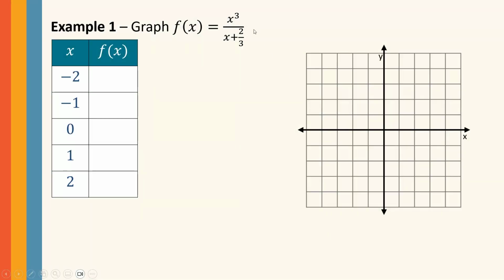So when we take a look at example 1, our numerator is x cubed, our denominator is x plus 2/3. So the degree of the numerator is 3, degree of the denominator is 1. So the degree of our numerator is greater than the degree of our denominator. Therefore, there is no horizontal asymptote. The vertical asymptote will be the 0 of the denominator, which would be negative 2/3. So I'm going to go ahead and draw my vertical asymptote at x equals negative 2/3.